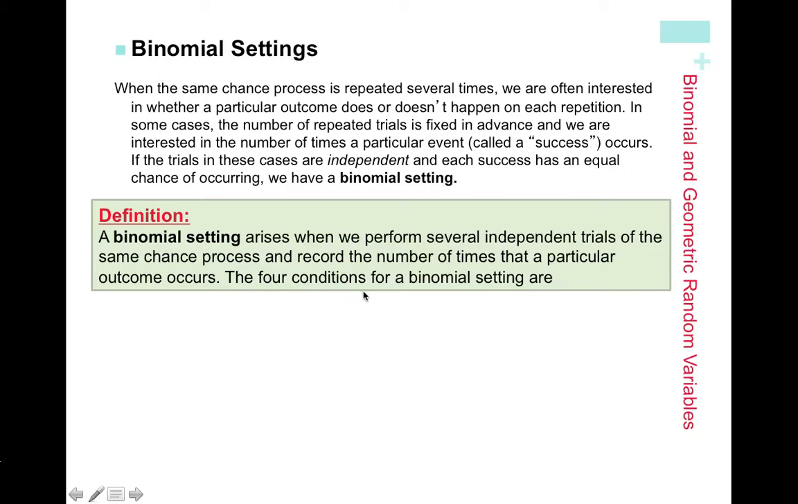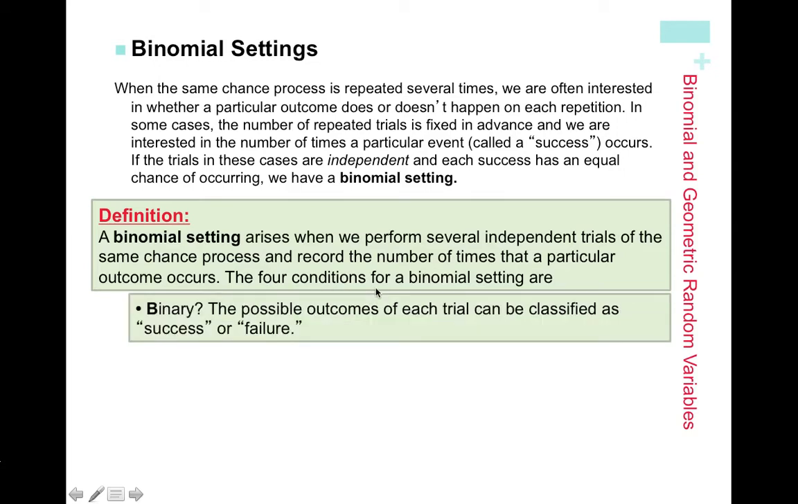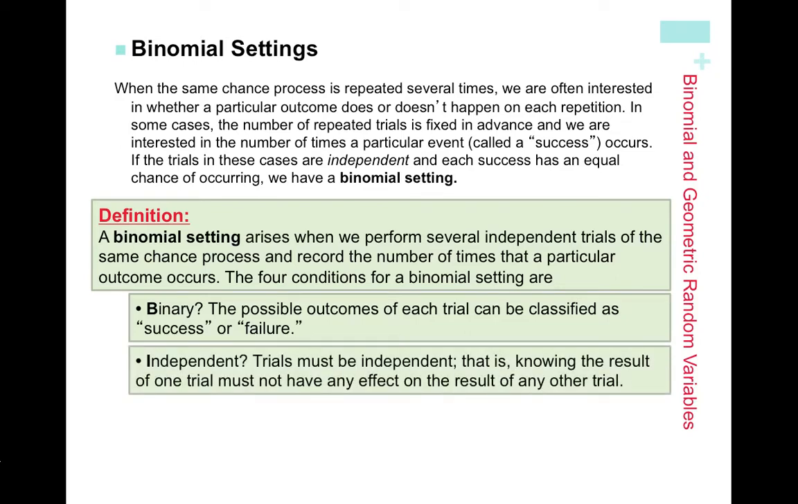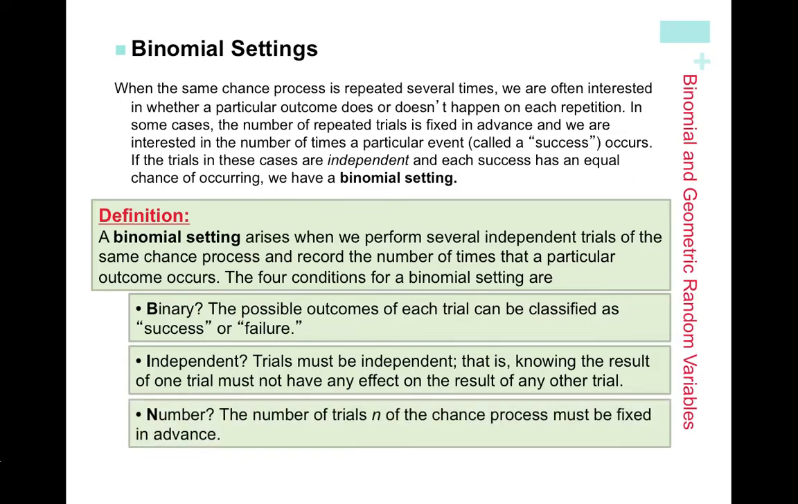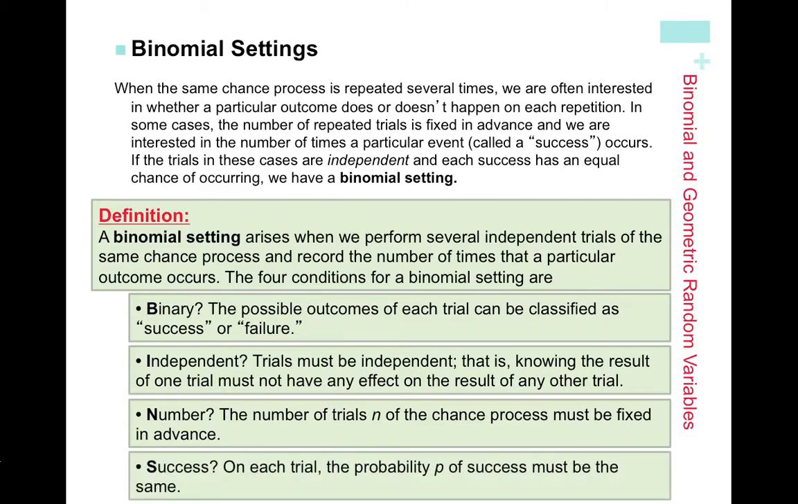The four conditions to be a binomial setting are: is it binary? Are there two possible outcomes? Success versus failure. The probabilities of those, obviously, I hope you can see, would add up to 100%. Are the trials independent? If they're not independent, it can't be binomial. The number of trials, we must have a fixed number of trials that we're going to do. We're going to flip a coin 10 times. We're going to sample 100 people. We have to have a fixed number of trials. And finally, success. The probability of success must remain constant from trial to trial.